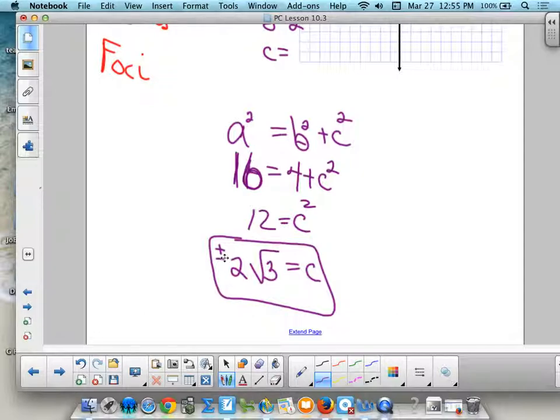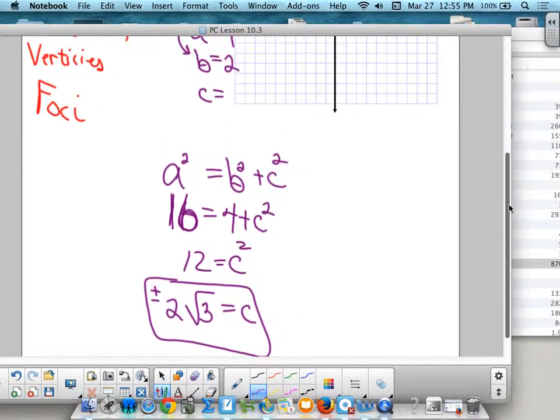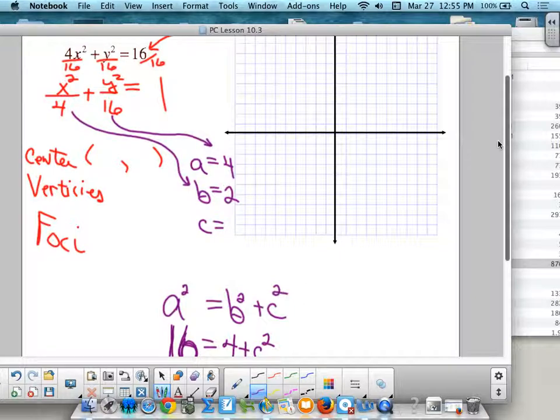Okay, ready? Let's go look at some stuff we've got already. The center. Where's the center of the ellipse? 0, 0. Yeah, if it's x squared plus y squared, it's just 0, 0. Okay, the vertices. First of all, to get the vertices, you got to know where the major axis is. The major axis was, which one? It was this one, 16, right? 16 was under y, which means the major axis is vertical.